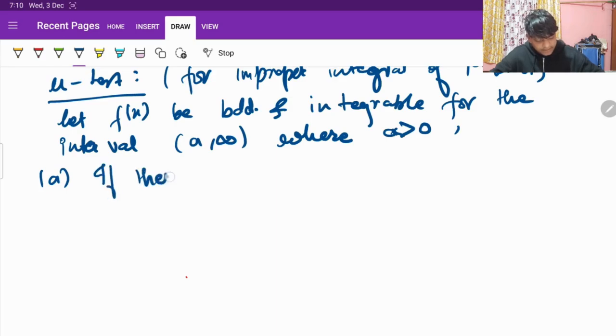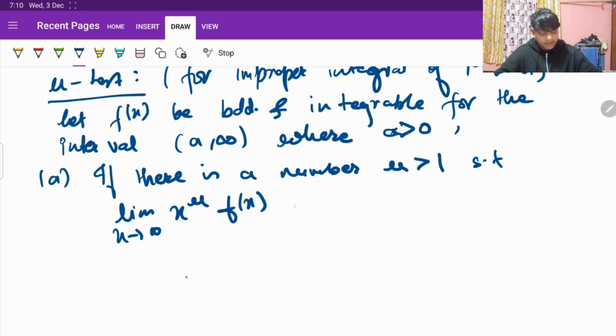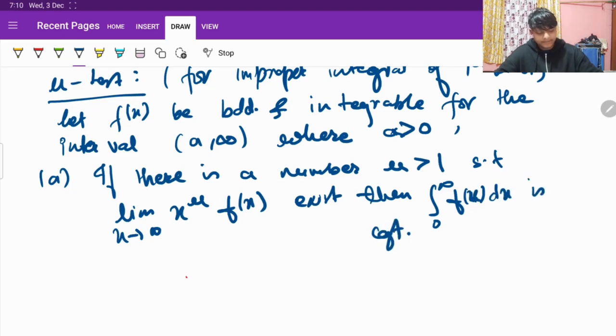So if there is a number mu which is greater than 1, such that the limit as x tends to infinity of x to the power mu, we are multiplying this x to the power mu with that function f(x), exists. If this exists, then we say the improper integral 0 to infinity f(x) dx is convergent.